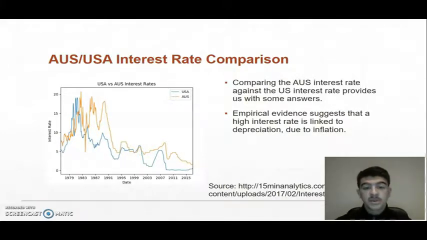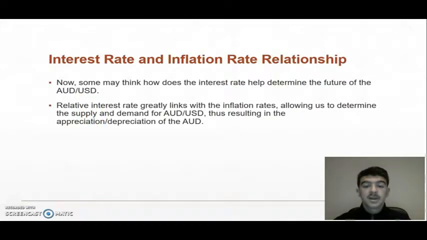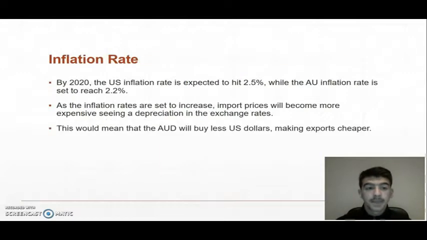Then if we observe the United States interest rates, we can see that as the year progresses, it is slowly increasing, and the Australian interest rate is decreasing. Now, some may think, how does the interest rate determine the future of the Australian dollar against the US dollar? This greatly links with inflation rates, as it allows us to determine the supply and demand required for the Australian dollar. So by 2020, the Australian inflation rate is expected to hit 2.5%, while the US inflation rate is expected to reach 2.2%.